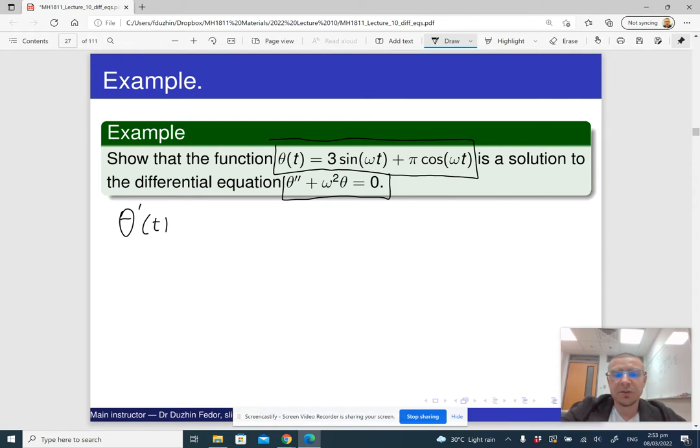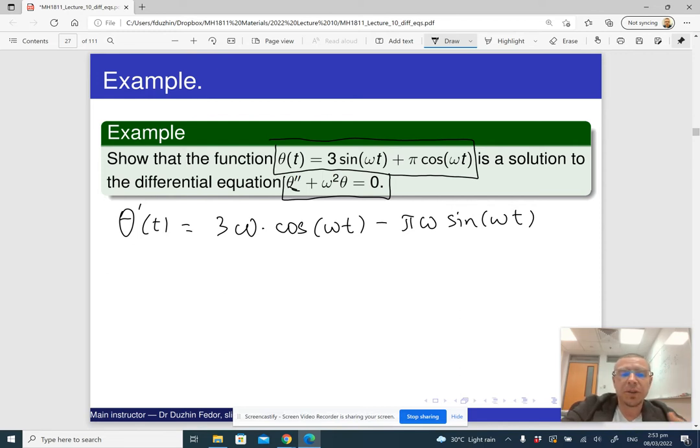The first derivative of the given function is going to be, okay, the derivative of sine is cosine, right? So it's going to be 3 times omega, this is omega times cosine of omega t. The derivative of a cosine is minus sine, so it's going to be minus pi omega times sine of omega t. Okay, so the next thing we need to compute, since our differential equation has order 2, it means that we've got to compute the derivative of this known function up to order 2.